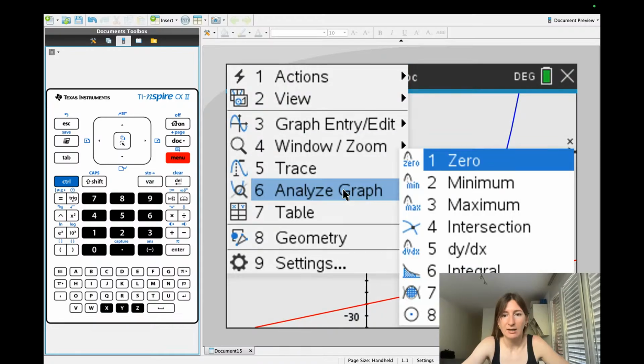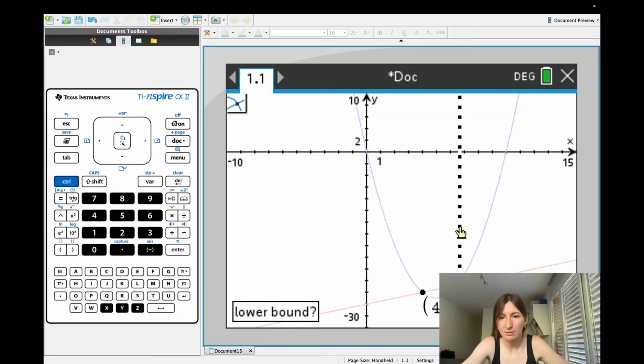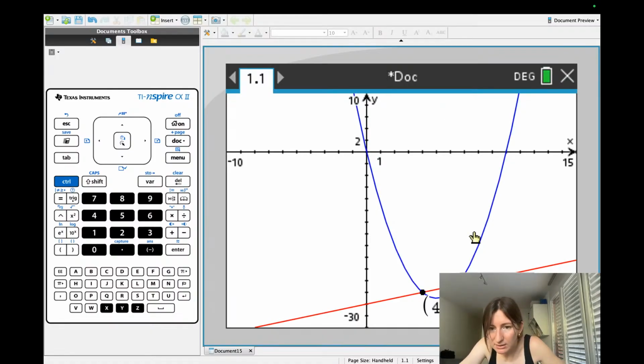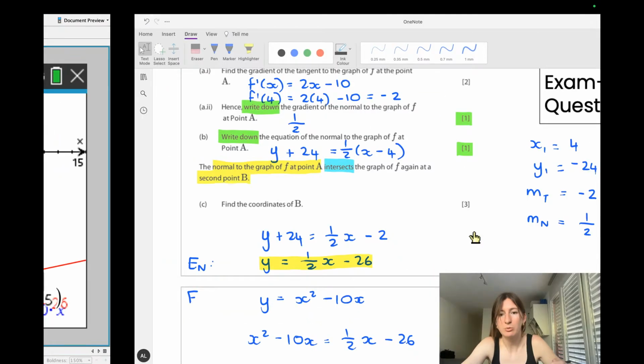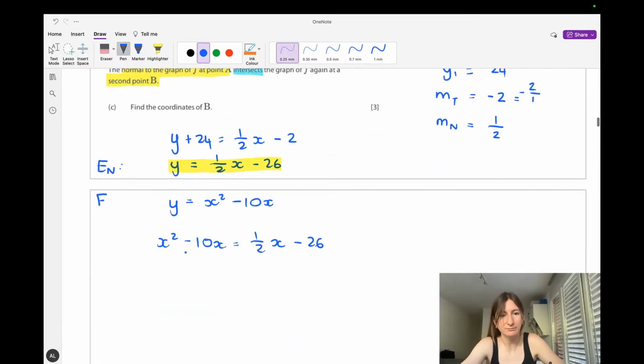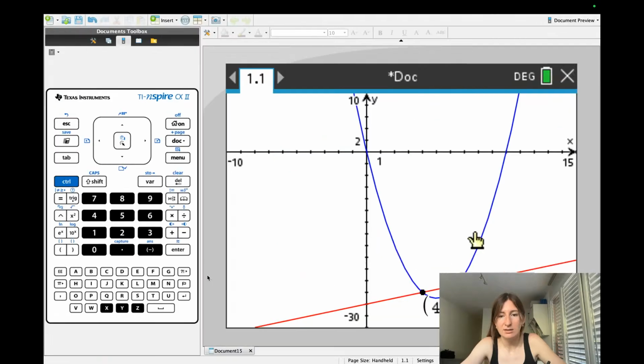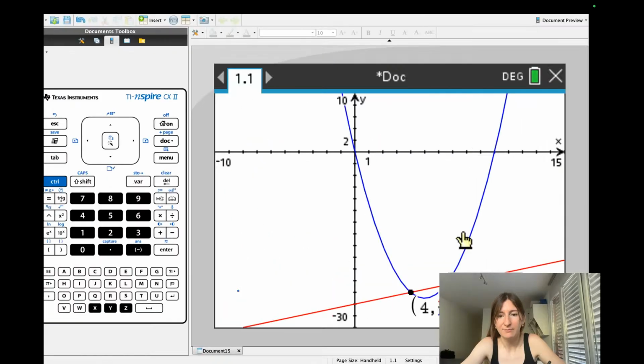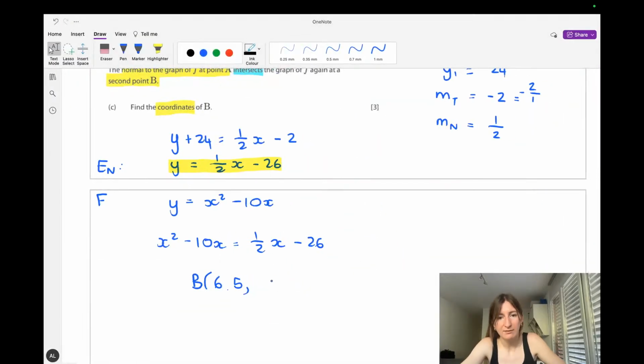So menu, analyze graph, we want intersection, and I want the second point over there. And that is 6.5, minus 22.75. So my coordinates of B, and note they say coordinates, not just x. When they say coordinates, make sure you write coordinates. So B is 6.5, minus 22.75. And there we go. 3 marks just for graphing.